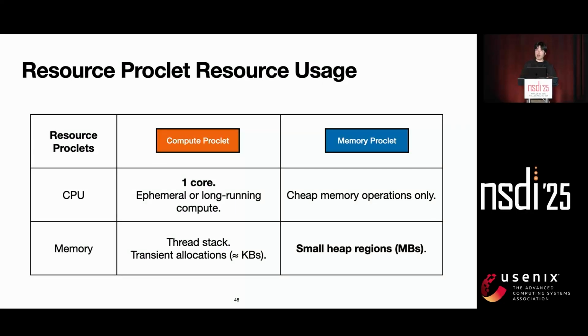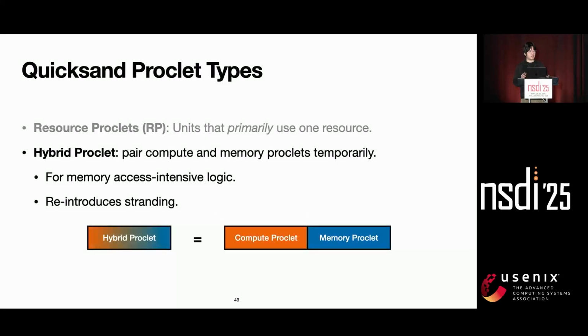Specifically, a compute proclet is analogous to a thread, but it still uses a small amount of memory for its stack and transient allocations. A memory proclet is akin to a small heap region in the order of megabytes, but it still uses the CPU for loads and stores. Quicksand provides the option to temporarily pair memory and compute proclets together, forming hybrid proclets. This is helpful for sections of code that are memory access intensive by co-locating compute and memory. However, because hybrid proclets reintroduce stranding, Quicksand applications use hybrid proclets sparingly, and we confirm so in our application case study.